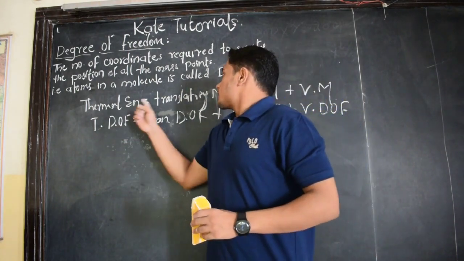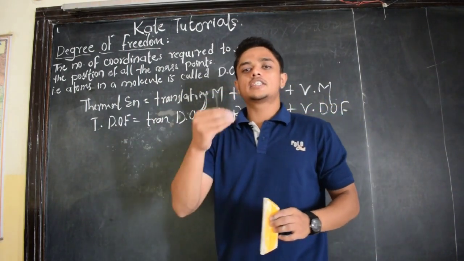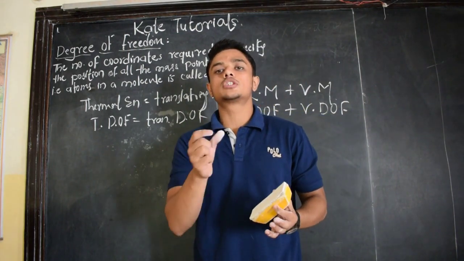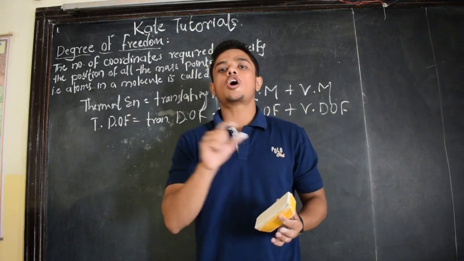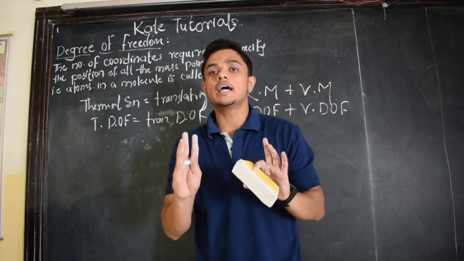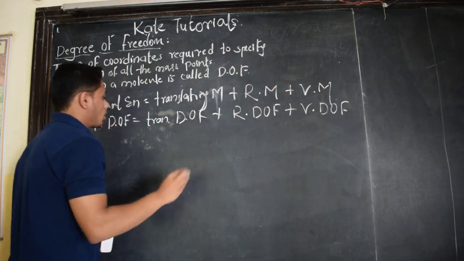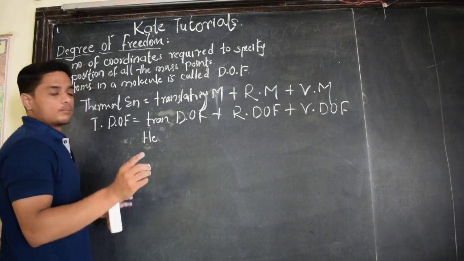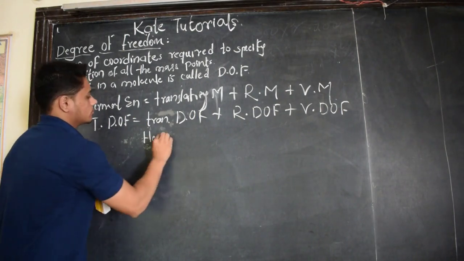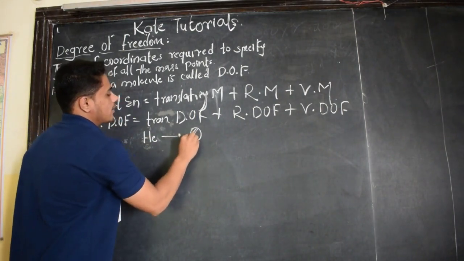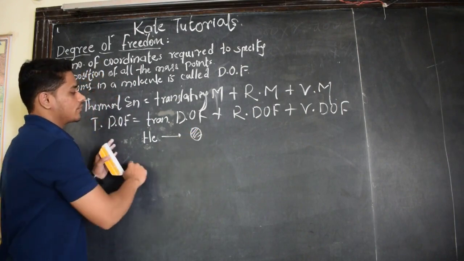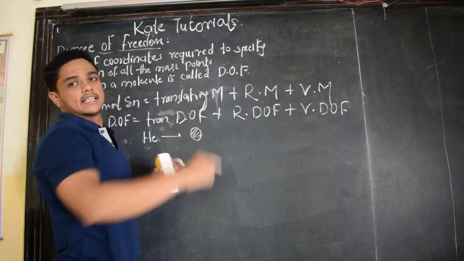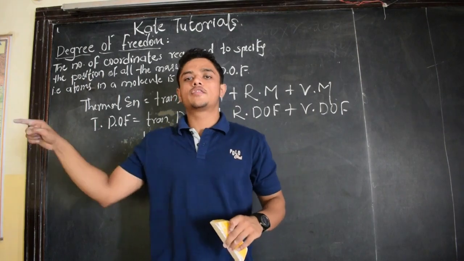See, translational motion is nothing but the movement of the mass point, not the atom. If I consider a helium atom, it is a single atom. Only one atom is there, and it can have translation. If we supply energy, it can move like this, in a zigzag motion.